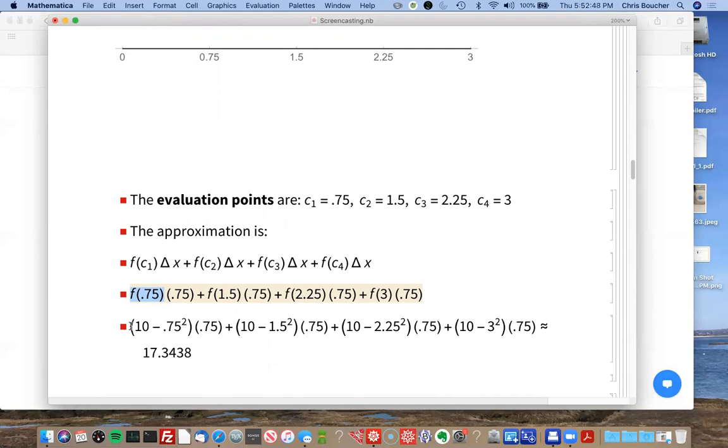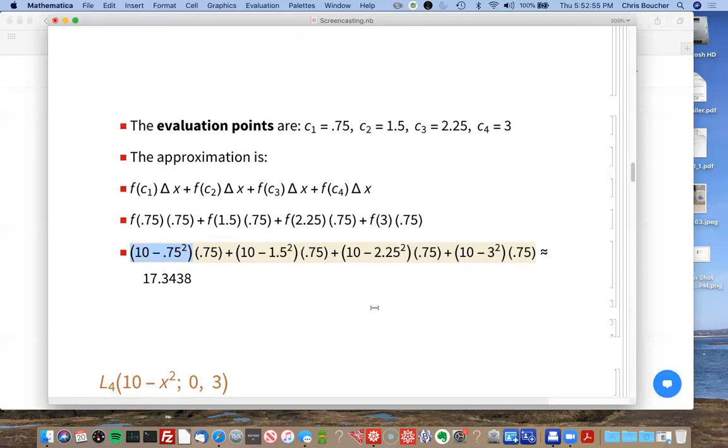So the function value at 0.75 is 10 minus 0.75 squared. And similarly for all the other function values, I'll let you pause the video and check that out if you need to go over it at all.